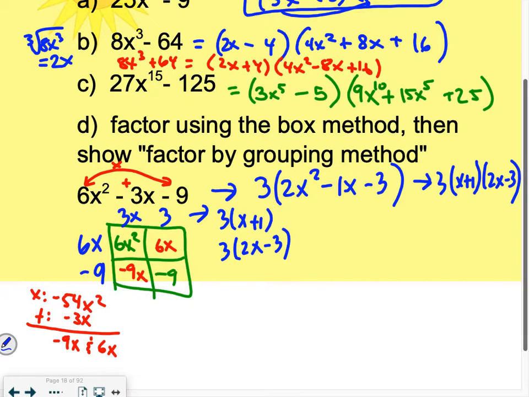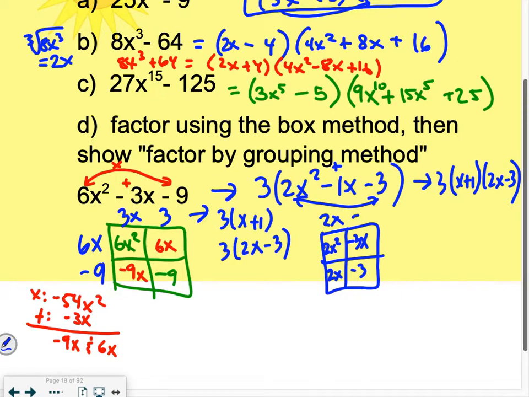But I don't have both 3's in my answer. You could check that with multiplying. I'll real quickly show that box method with the 2x squared minus 1x minus 3. Two things that multiply to negative 6 and add to negative 1 are negative 3x and 2x. So now I can factor out my GCFs, and you can see where I get the 2x minus 3 and the x plus 1. And that 3 that we factored out leads in front of that.